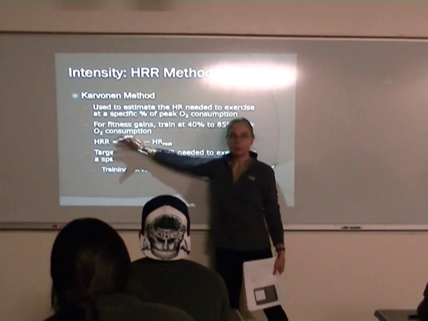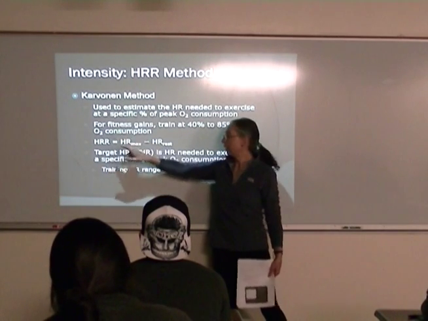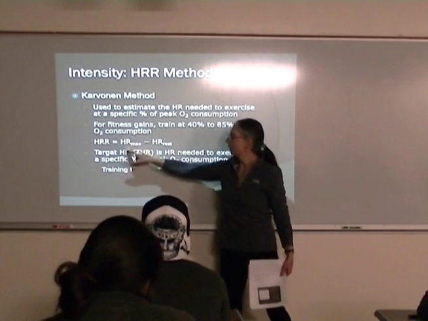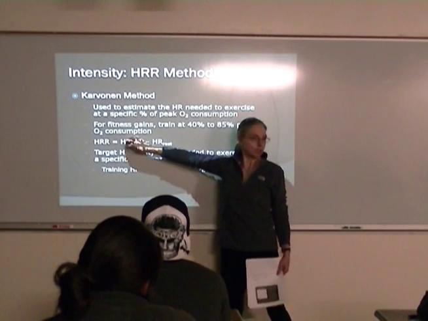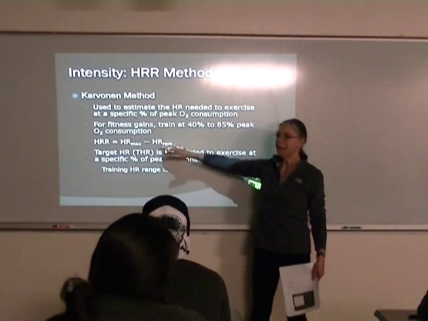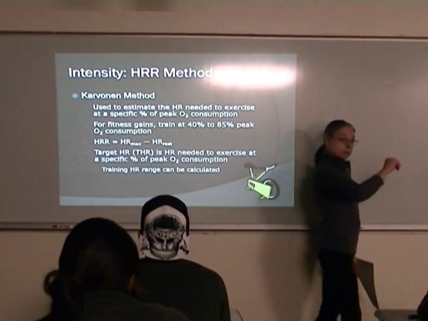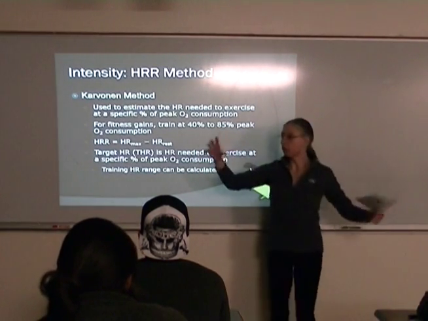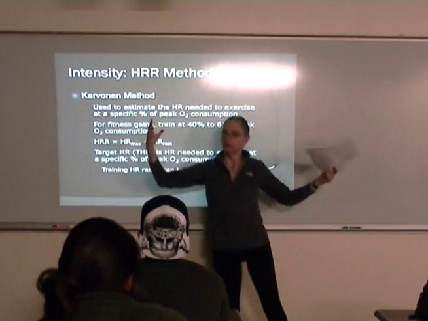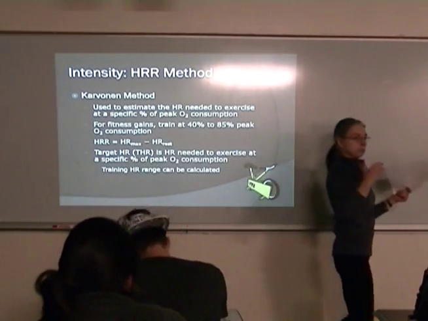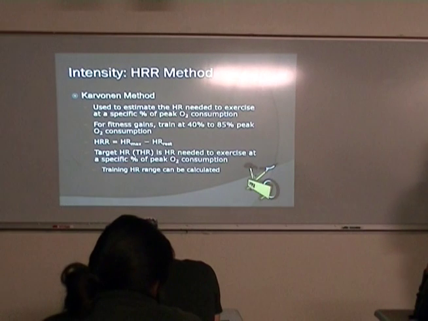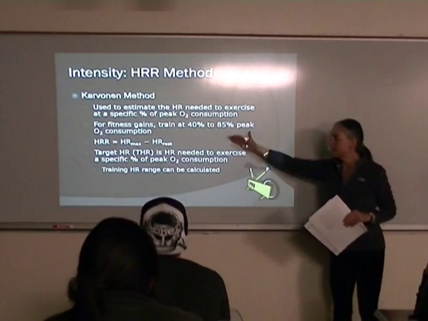And again, it's going to adjust with training because your heart rate max only adjusts with your age, but your heart rate at rest should get lower as you get fitter. So your heart rate reserve gets larger. All right? So this is pretty easy.